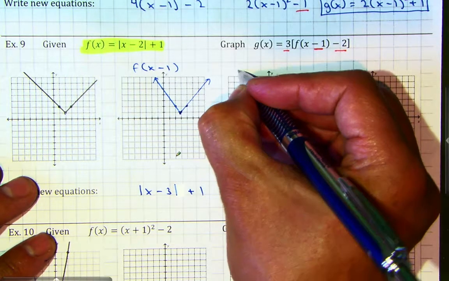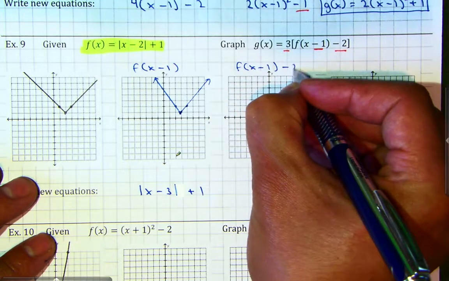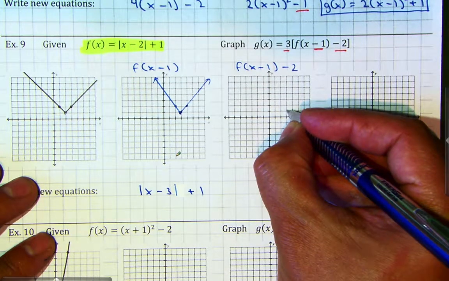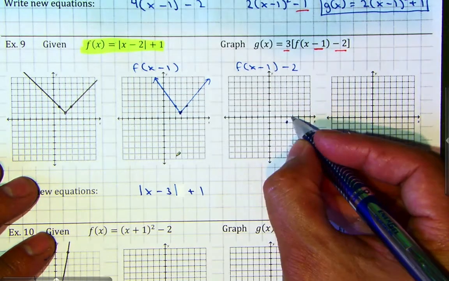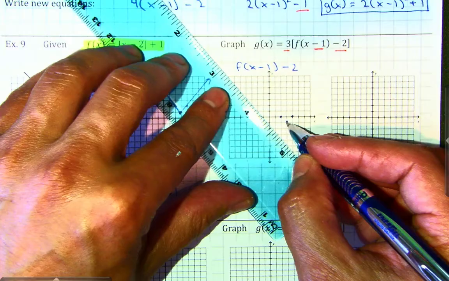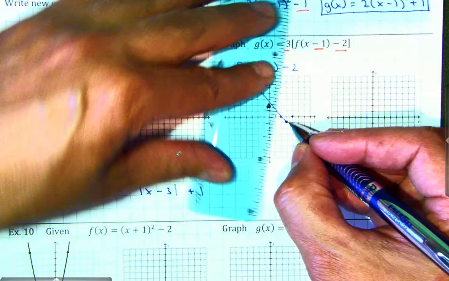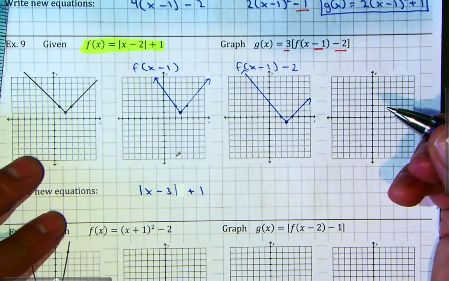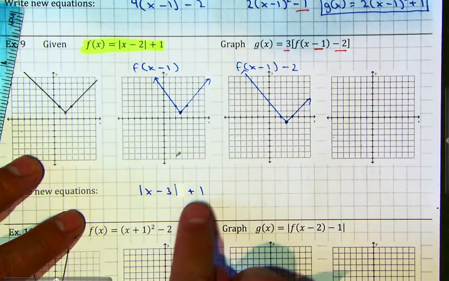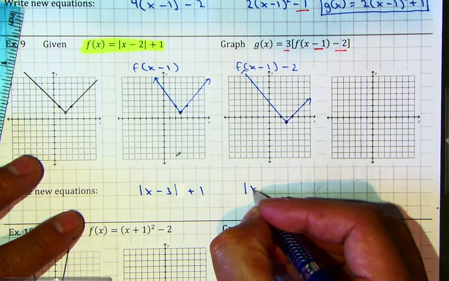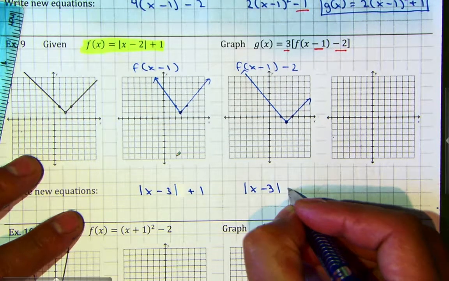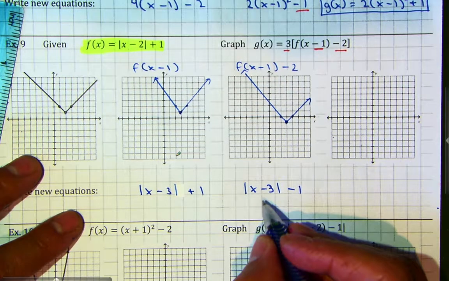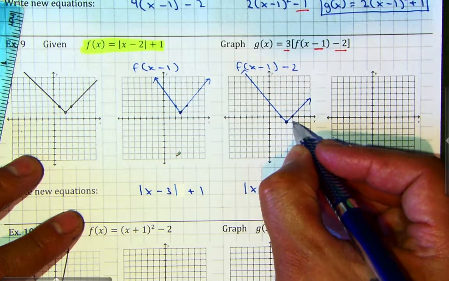So therefore that'll be f of x minus 1 and minus 2. So therefore I'm going to bring this down 2 spaces. This used to be here, and 1, 2. This used to be here, so now here and here. And now my equation, I'm going to subtract 2 from here. So now it's going to become absolute value of x minus 3 minus 1. Positive 1 minus 2 is -1. And it should match. 3, -1 is my vertex, 3, -1 is my vertex, and my a value is still 1.